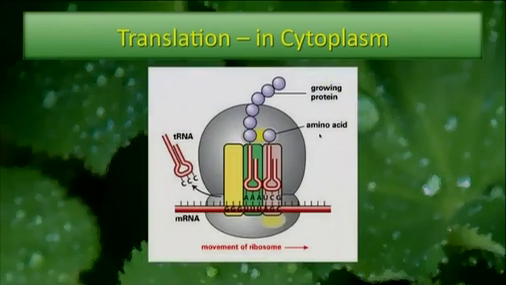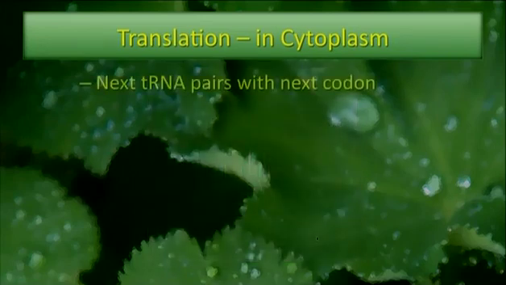So this is sort of what it looks like when translation is going on. You have the large subunit, you have the small subunit. You have the E site, the P site, and the A site, in which the transfer RNAs actually dock. Then the next tRNA comes in and pairs with the next codon. The anticodon pairs with the next codon.